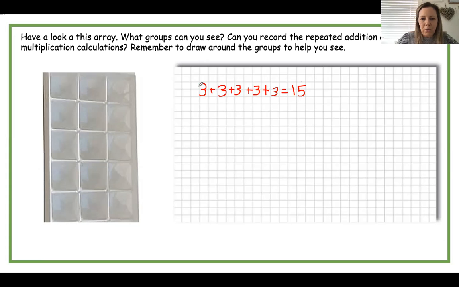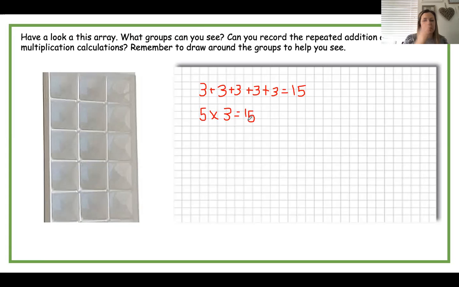So I've got 1, 2, 3, 4, 5 lots of three. So I'm going to write 5 times 3 equals 15. Okay, so I've just changed that repeated addition sentence into a multiplication.